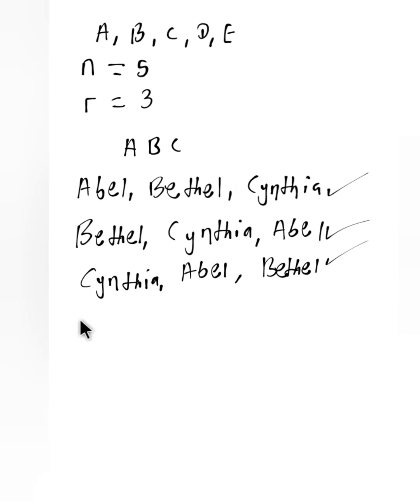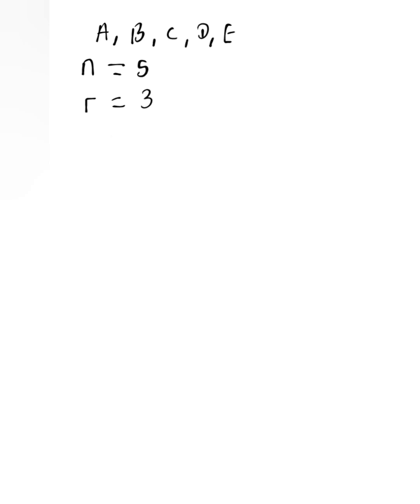So it implies that ABC is the same thing as BCA, and it's equal to CAB, because they contain the same persons. That's why in combination, the order of arrangement does not matter, they're all the same. But assuming we're dealing with permutation, then this arrangement is different from this one, is different from this. But in combination, they're all the same because they contain the same persons. Now let's go back to the problem.